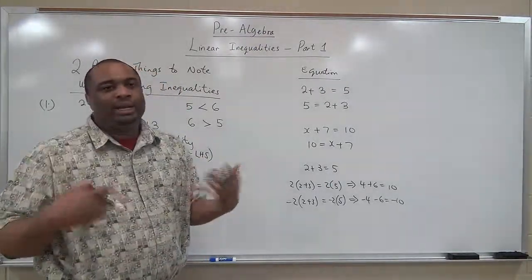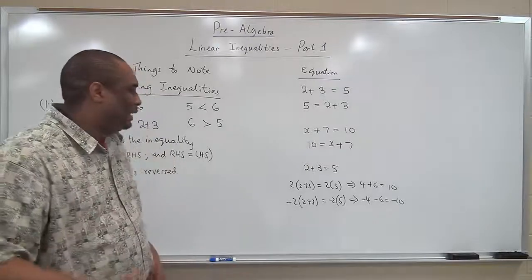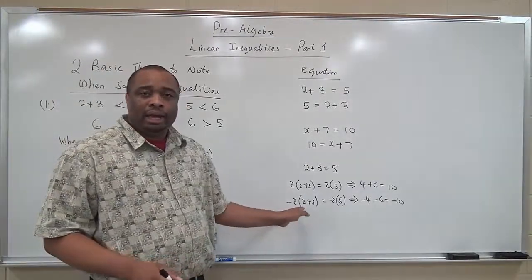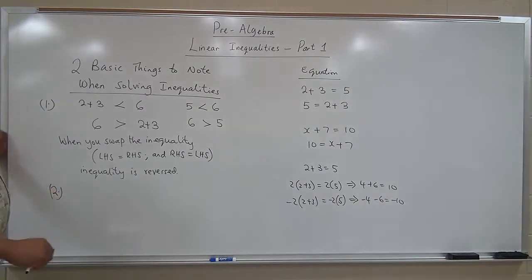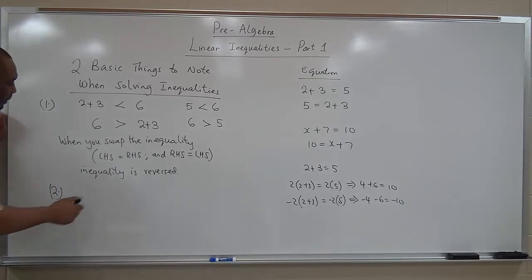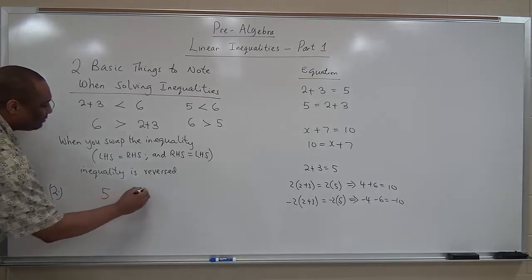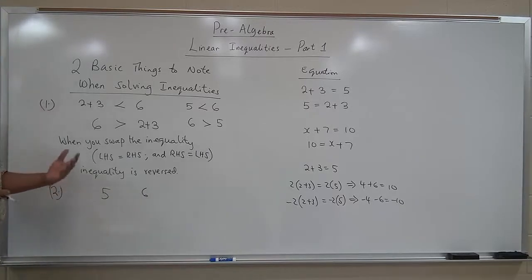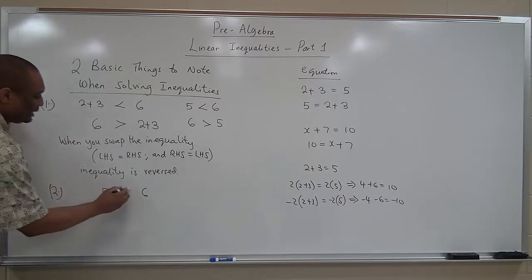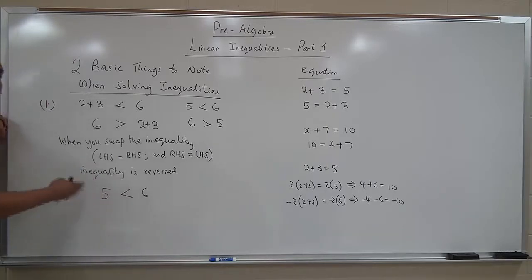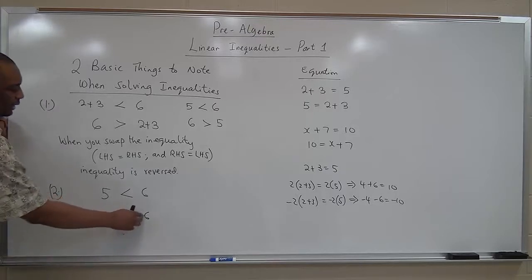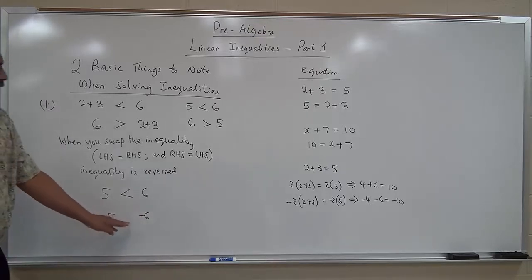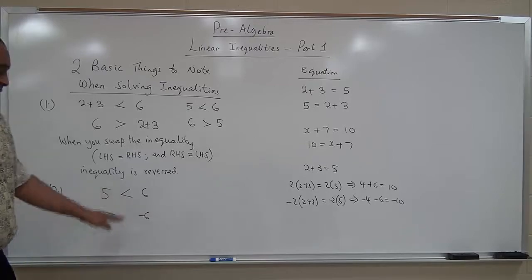But with inequality, it's not like that when you decide to multiply or divide by a negative. I'm going to show you an example. When you have 5 and you have 6, the inequality you have to put is less than. Let's do it, assuming you decide to do negative 5 and negative 6. What will you now have here? Negative 5 and negative 6.